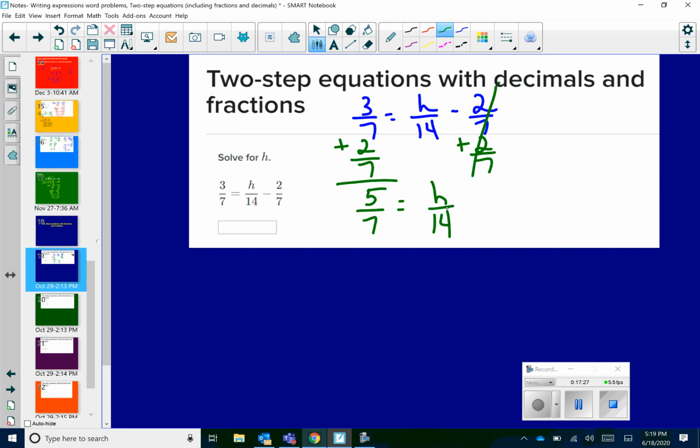And then to get rid of my 14, since this is division, we're just going to multiply by 14. What we do on one side, we do to the other. I can actually cross simplify my 7 and my 14. So that's going to leave me with a final answer of h equals, I'm left with 2 times 5, which is 10.